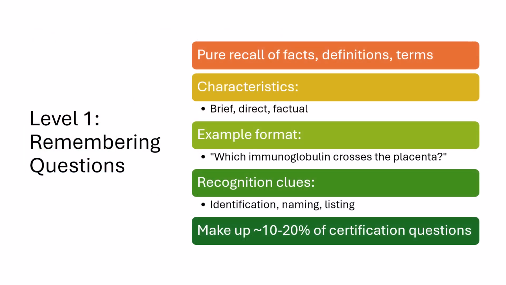Remembering questions are your straightforward recall questions. These are testing whether you know basic facts, definitions, and terms. They're typically brief and direct. Which immunoglobulin crosses the placenta? There's no interpretation needed, just pure recall. While these might seem easy, they still make up 10 to 20% of most certification exams, so don't underestimate their importance.